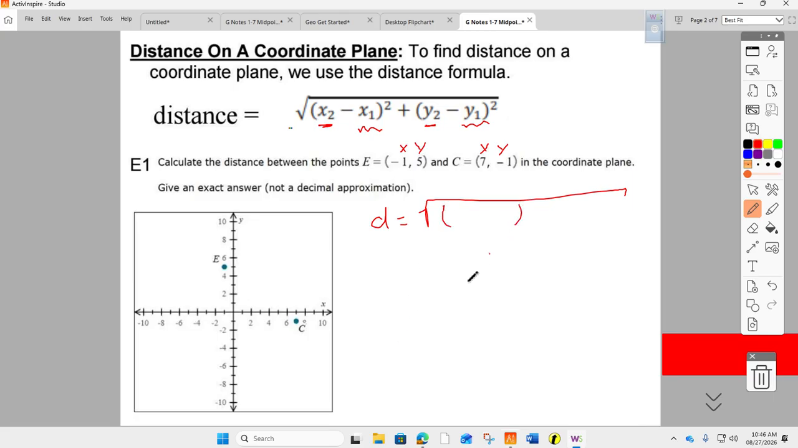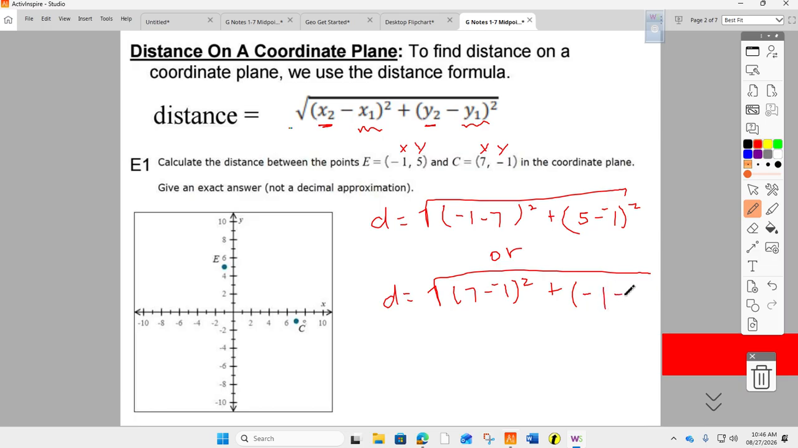So we can plug this into the formula as x minus x, -1 minus 7 squared, plus y minus y, 5 minus -1 squared, or we could swap the order. It doesn't matter. You just have to keep the x's together. So now we could do 7 minus -1 squared, we could use this one first, plus -1 minus 5 squared. Whichever way you plug that in, as long as you keep the x and y coordinates in the same spot in their parentheses, you get the same, correct answer.